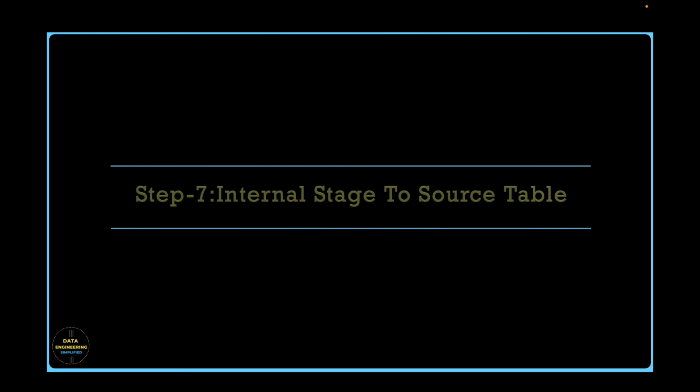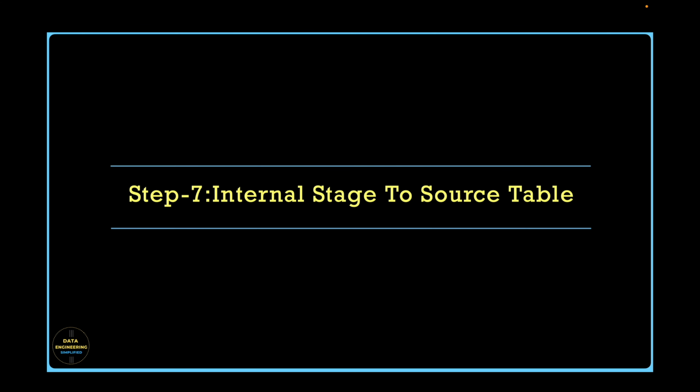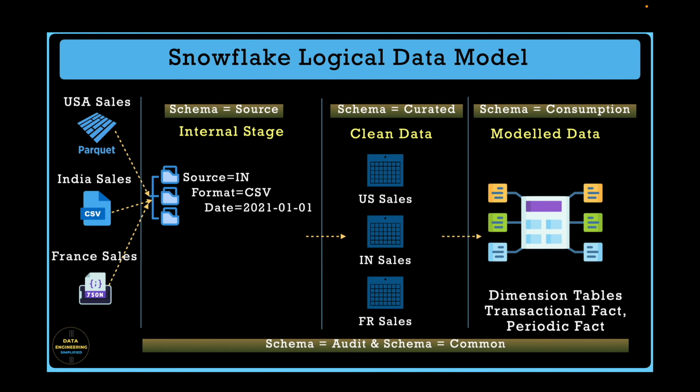Step number 7. Now in this step number 7, we are going to move data from our internal stage to our source table. The primary reason to do that is that querying the internal stage takes much longer than querying a table. And this is how the process looks.